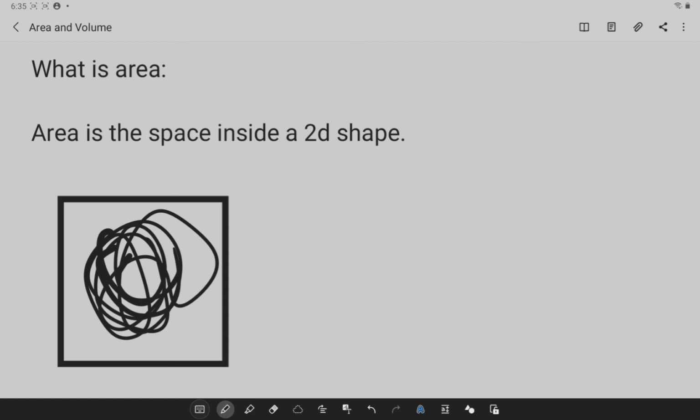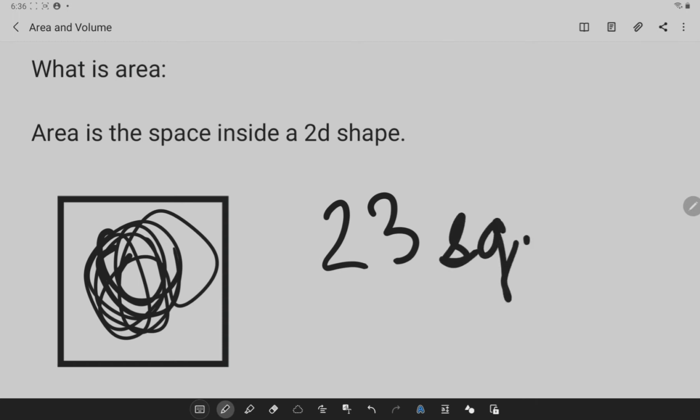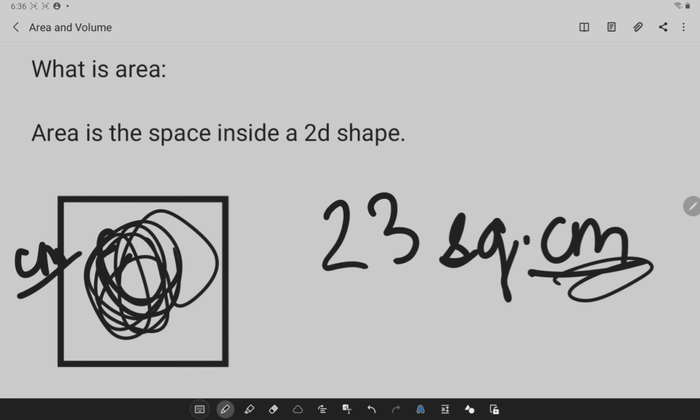Well, if you find the area of any 2D shape, for example, we have 23, you will write it as 23 square centimeters or square units. Over here, I've not given any units because there are no units given. If I had given centimeters over here, then it would be written here. But there are no units, so how do you write it then? Well, if there are no units given, you will write it as 23 square units.